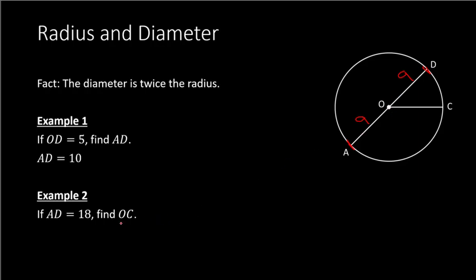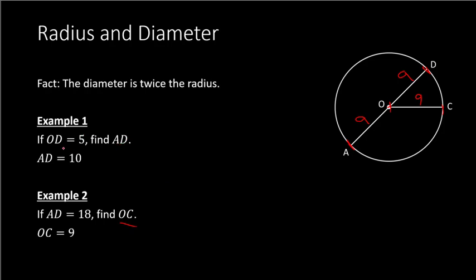But the question is asking to find the length of OC. Well, OC is another radius, right? From the center to this point over here, it's going to be the same length as all these other radii. The distance from any point on the circle to the center is going to be the same within that circle. So OC would also need to be 9. So again, it could be 9 inches, 9 feet, whatever, but the length is 9.